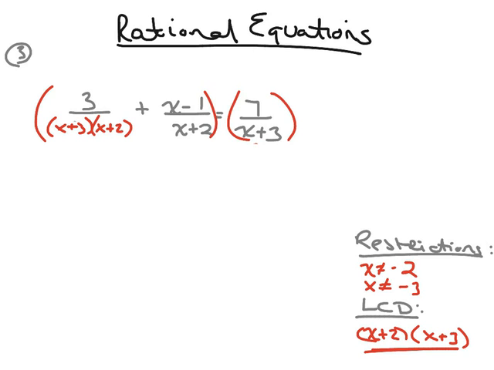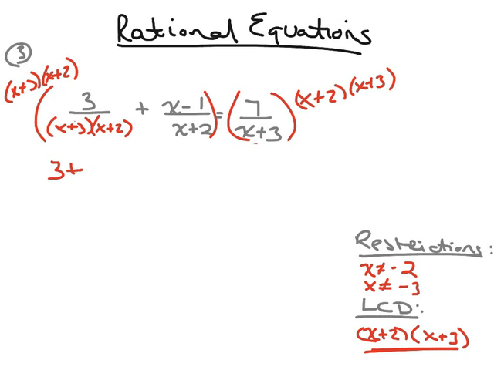So this side is x plus 2 times x plus 3. And then we'll do the same thing over here. X plus 3, x plus 2. So on this first fraction, you'll notice that both the x plus 3 and the x plus 2 are going to cancel, leaving us simply with a 3.